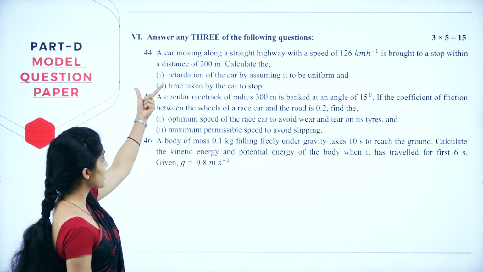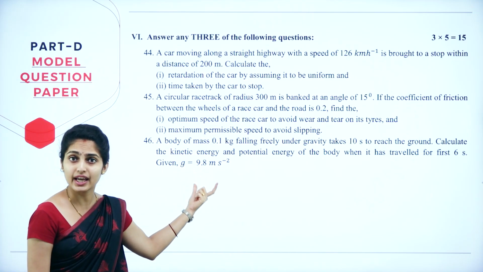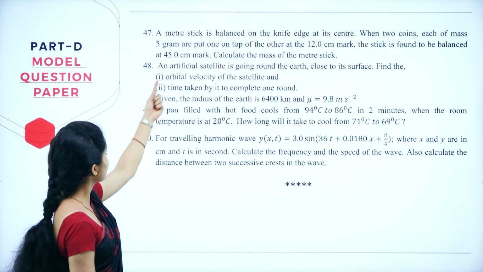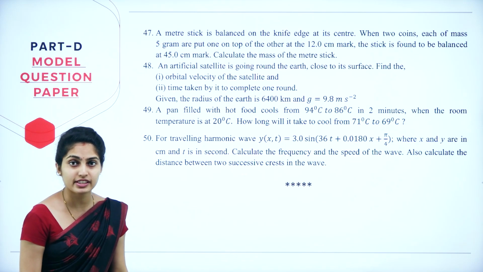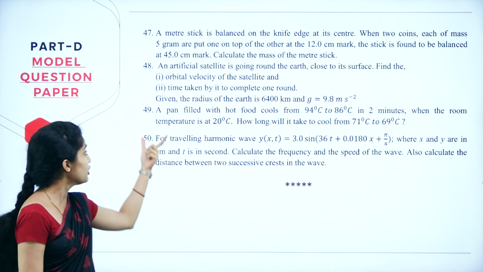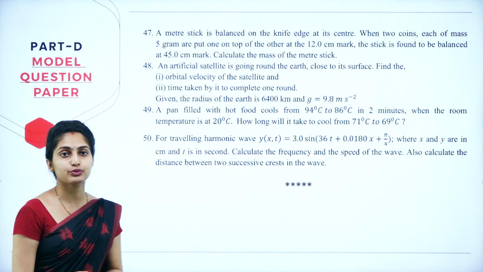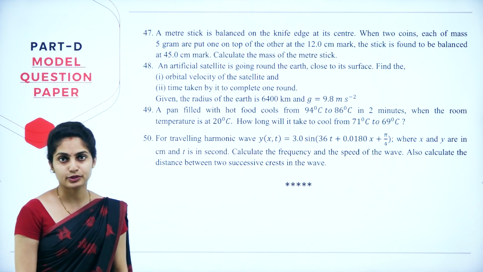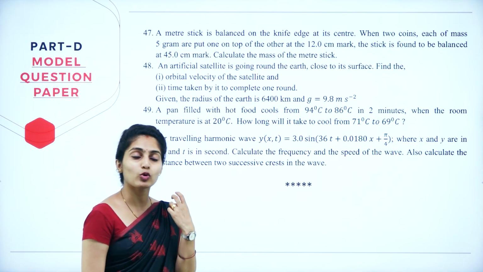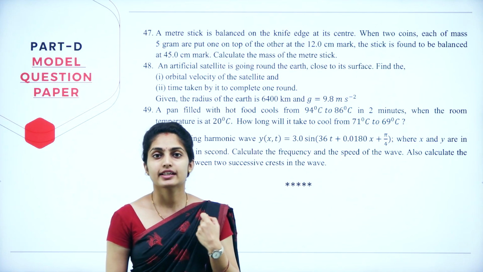This will be from motion in a straight line, laws of motion, work energy and power, and from system of particles and rotational motion. The 48th one will be from gravitation, the 49th is from thermal properties of matter, and the 50th one is from the waves chapter. So this is how you learn from only these 7 chapters. If you just study the numericals, it's sufficient.